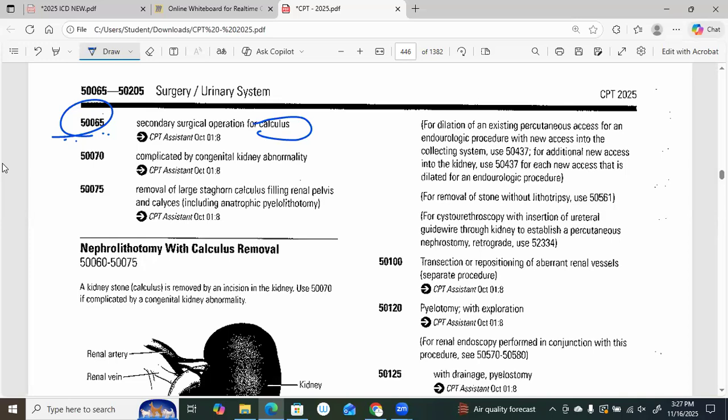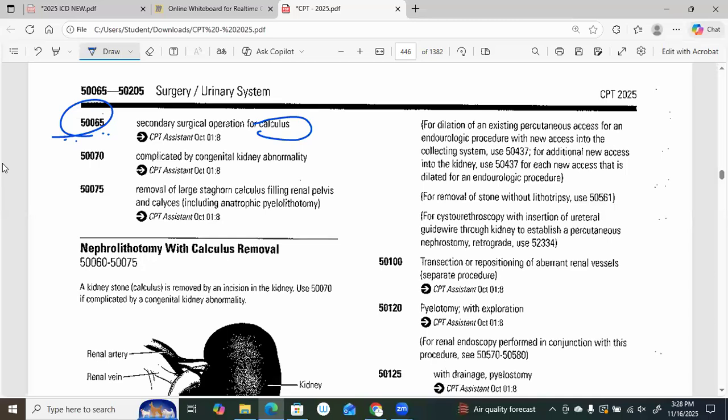Next we have complicated by congenital condition. As it says, congenital kidney abnormalities such as ectopic kidney. Ectopic kidney means the location of the kidney is not at the natural location. So if the patient has an ectopic kidney, or another condition, horseshoe kidney, with these types of congenital abnormalities, and the doctor needs to do a much higher procedure as compared to the normal kidney, then we are going to bill 50070.